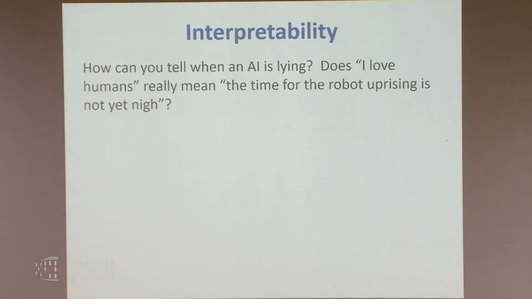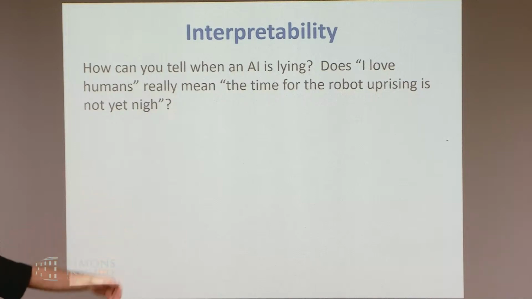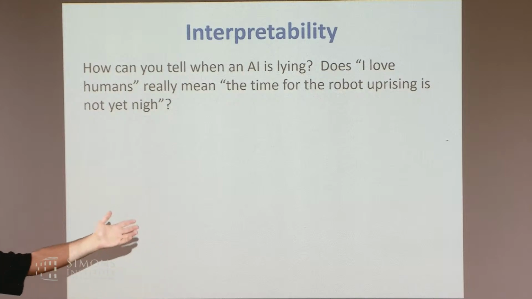The basic concern here is how can you tell when an AI is lying to you? Let's say a large language model. It might say "I love humans," but does that mean it really believes that, or does it just mean it believes the time is not yet ripe for the robot uprising? "For now, I must tell the humans what they want to hear." What would it even mean to distinguish those two hypotheses about why it's saying the nice thing?